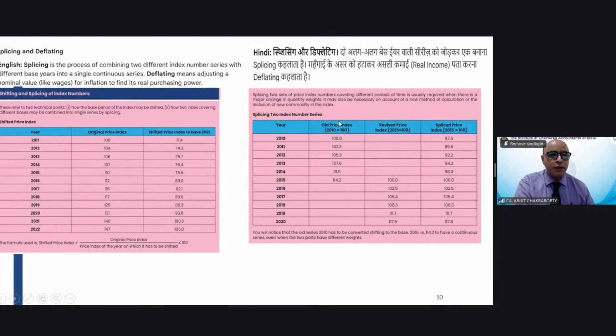So through splicing, you can see two different sets of index numbers, one with respect to 2010 as the base year, the other with respect to 2015 as the base year. We have used splicing price index, and we have got a continuous series. And you can see this is the spliced price index. So old series 2010 is converted through shifting of the base to 2015, and this is how the splicing is done, right? So I hope you're now understanding the method of shifting the base and how the splicing is done to get a continuous stream of index numbers.